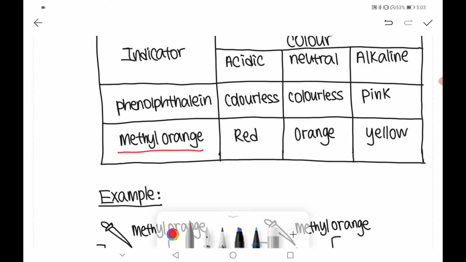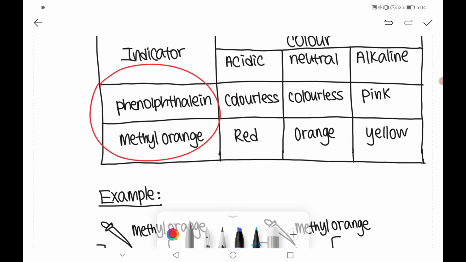Another indicator is called methyl orange. Some school teachers pronounce it differently. It doesn't matter. You don't have an oral test, so they won't ask you how to pronounce it. As long as you know how to write the name, O-R-A-N-G-E, it's okay already. Whichever way you pronounce methyl orange, all good. No problem.